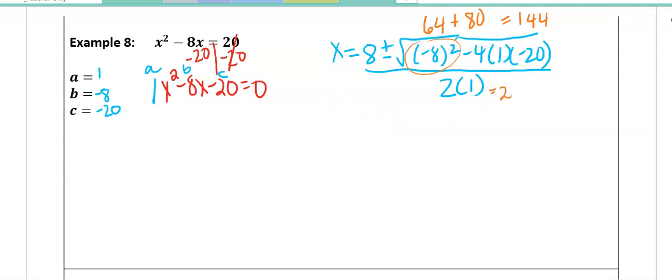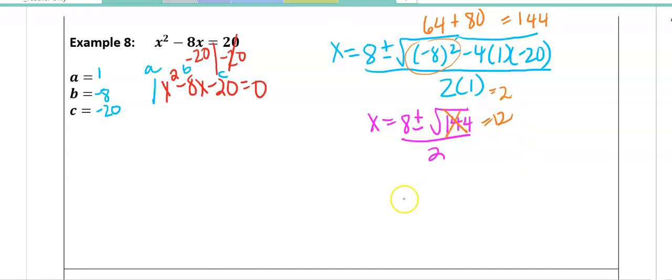So I'm going to come down here and I'm going to write it again. And I'm going to say x equals 8 plus or minus the square root of 144 divided by 2. And that 144 actually equals a 12. So I'm just going to stop there. It's a whole number, which is nice. So then I'm going to come down here and I'm going to split them. So I have 8 plus 12 divided by 2 and 8 minus 12 divided by 2. I always do the plus on the left because it's what comes first in the formula.